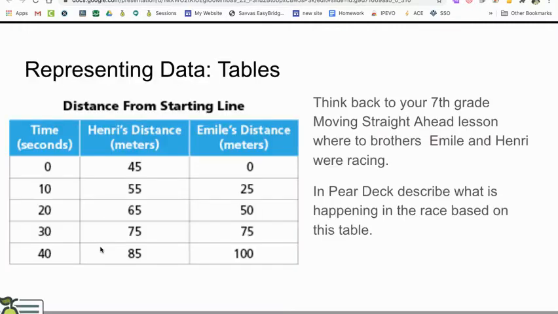In this activity, we're going to start by thinking way back to your 7th grade math class, when you were doing your Moving Straight Ahead book, where we had two brothers, Emil and Henry, racing. In the Pear Deck slide right now, see if you can figure out what's happening based on this table. You can pause the video and type in the student-led Pear Deck.